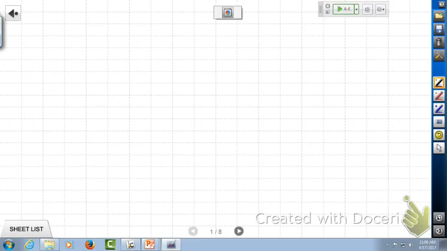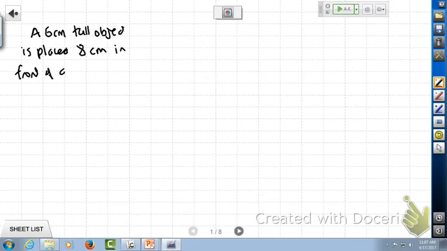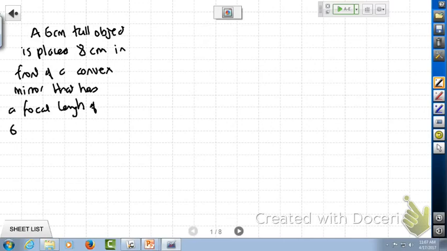I'm going to have a 6 centimeter tall object placed 8 centimeters in front of a convex mirror that has a focal length of 6 centimeters. Where is the image?